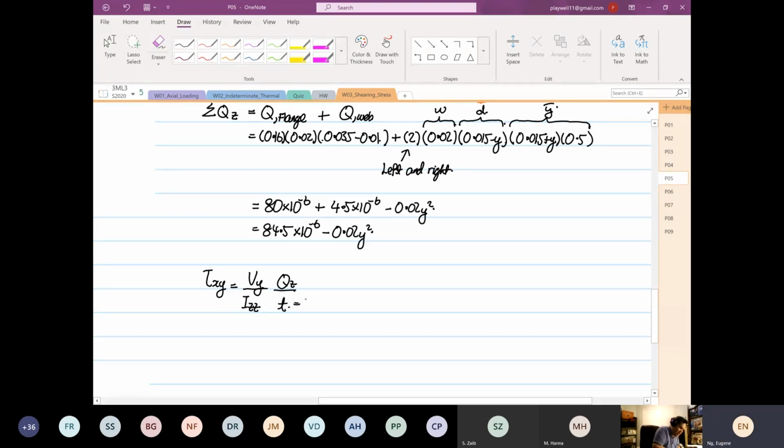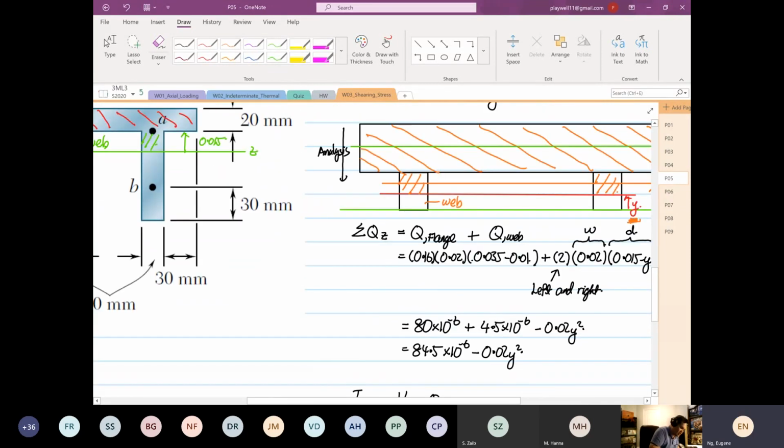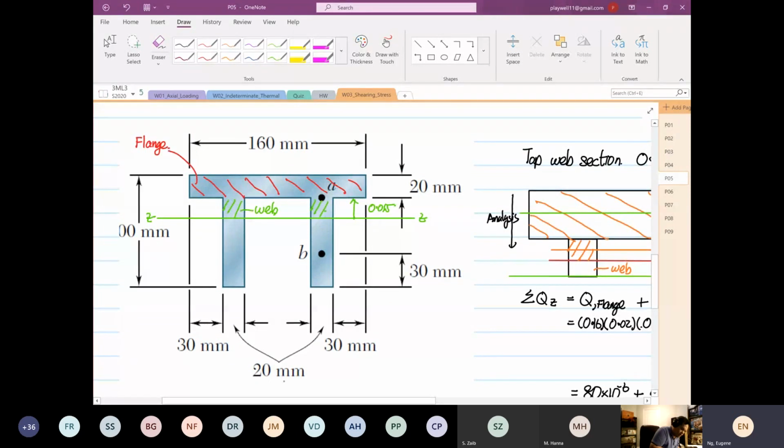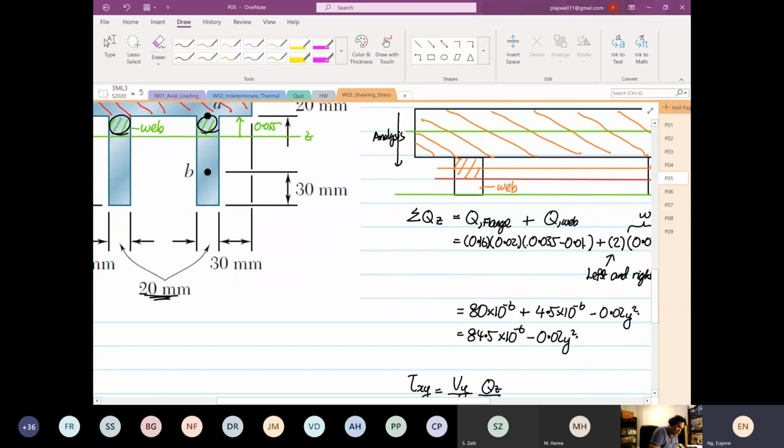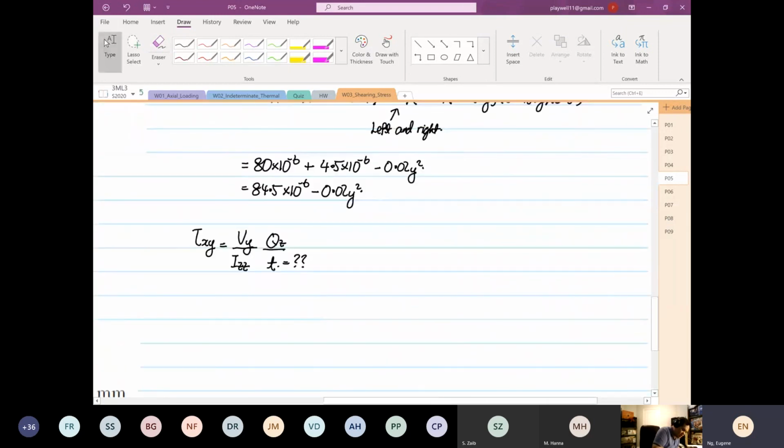Now, what is this t? So the thickness over here, you look at the thickness, so the thickness is what? 0.02, but you have to consider what? Left and right. So the thickness is equal to 0.02 multiplied by 2. Again, the 2 over here is your left and right for your thickness.